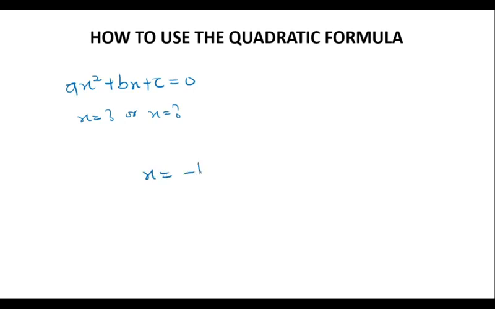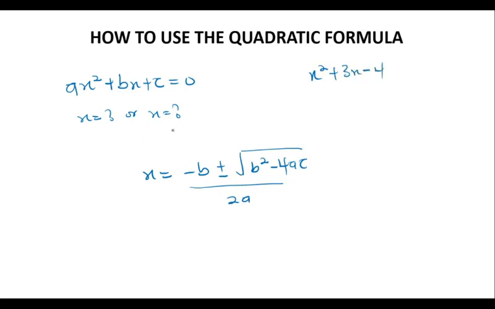So the quadratic formula is given to us by x is equal to minus b plus or minus root of b squared minus 4ac all over 2a.